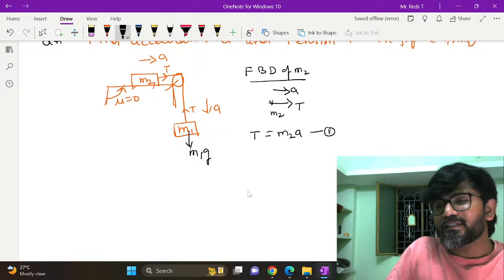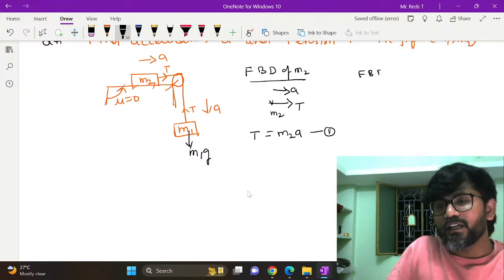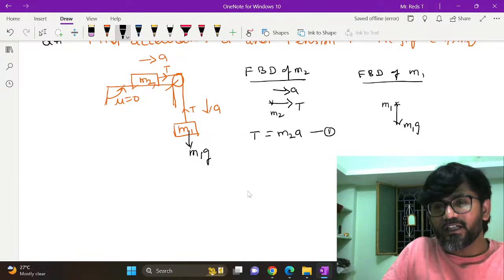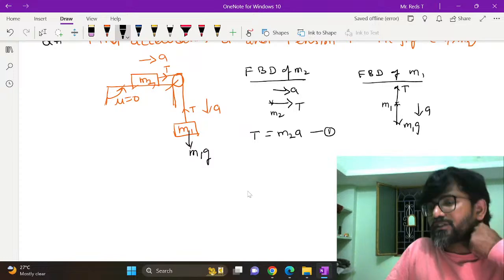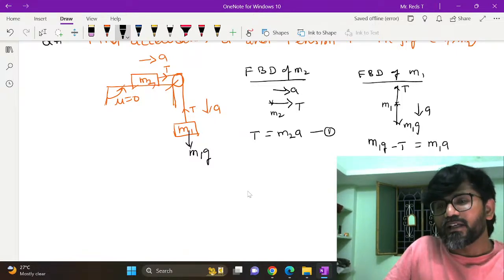Now just beside it, draw the free body diagram of M1 and write the equation. Free body diagram of M1: M1G downward and T vertically upward, and as a result it is moving down with an acceleration A. Now the equation of motion is net force equals mass times acceleration. Net force here, downward, is M1G minus T, which equals M1A. Just substitute T equal to M2A here, then you will get M1G minus M2A is equal to M1A.